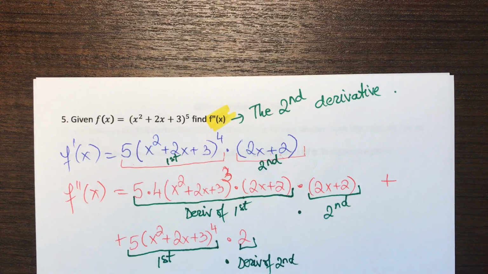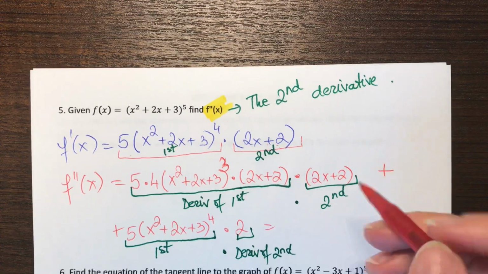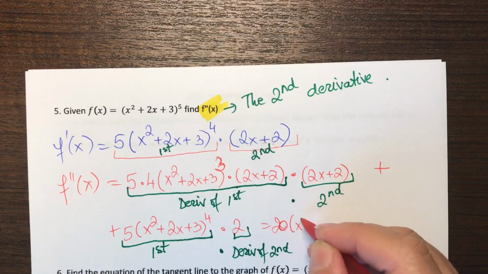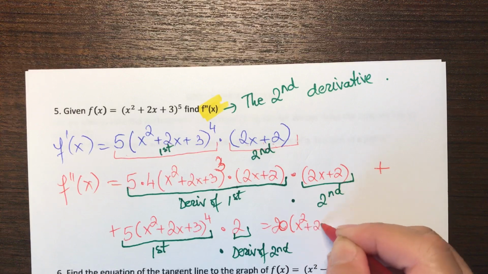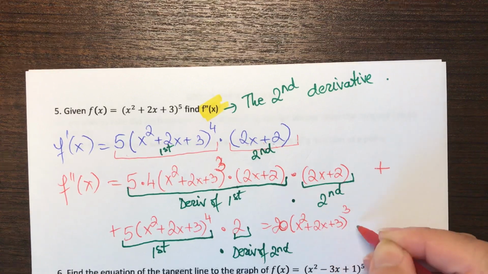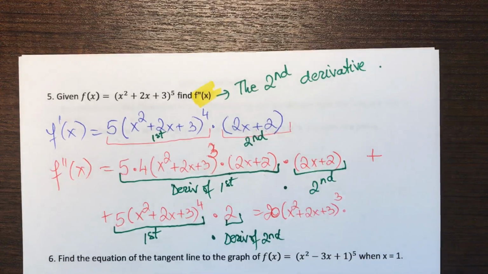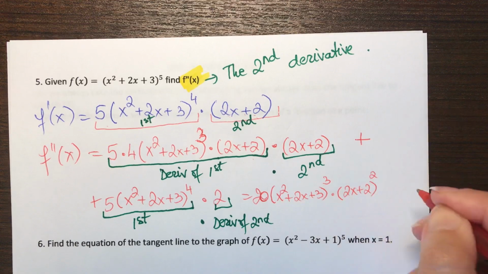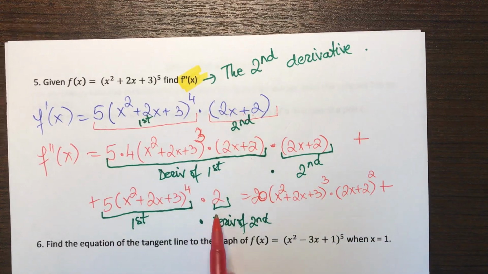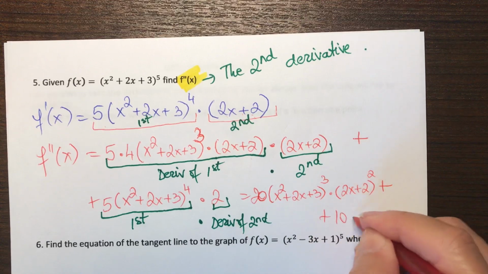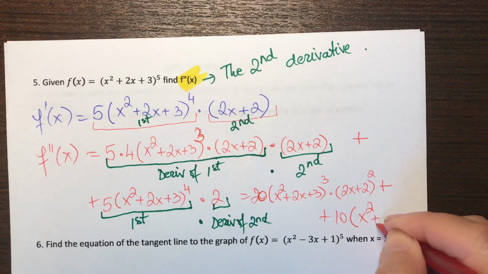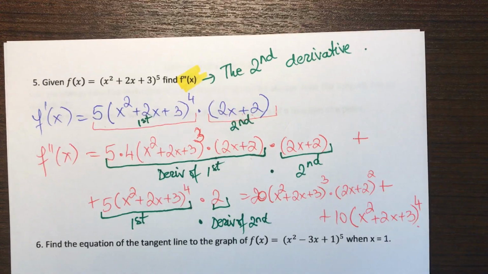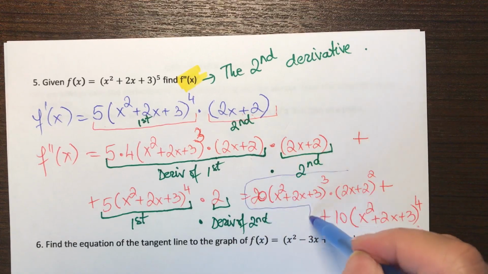Okay, and I'm going to simplify this a bit for you. Why? Because 5 times 4 is 20, x squared plus 2x plus 3 to the 3rd times, look at this, these factors are repeating, so can't I write it as one of them squared, right? Plus, this 5 times this 2 makes it a 10 times x squared plus 2x plus 3 to the power of 4. So here is your answer for the second derivative.